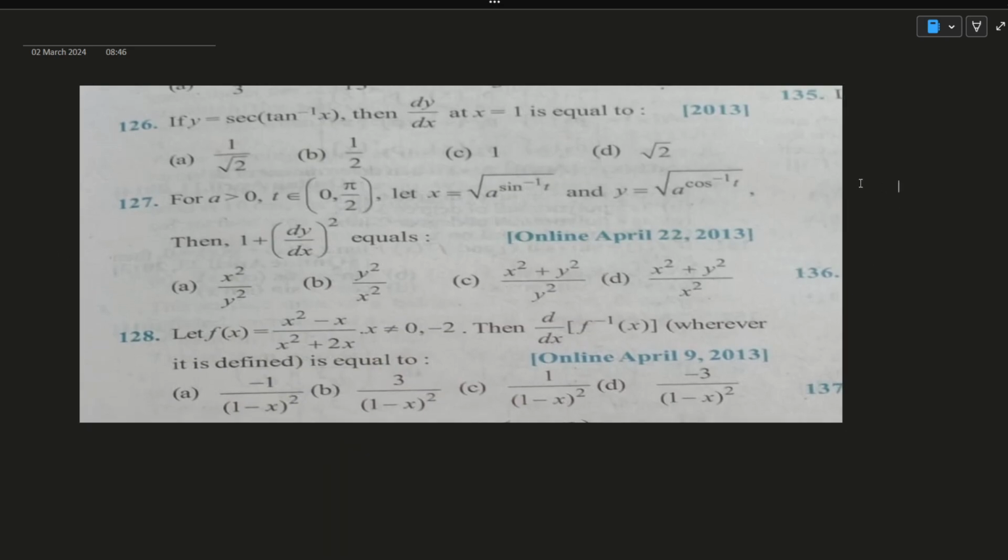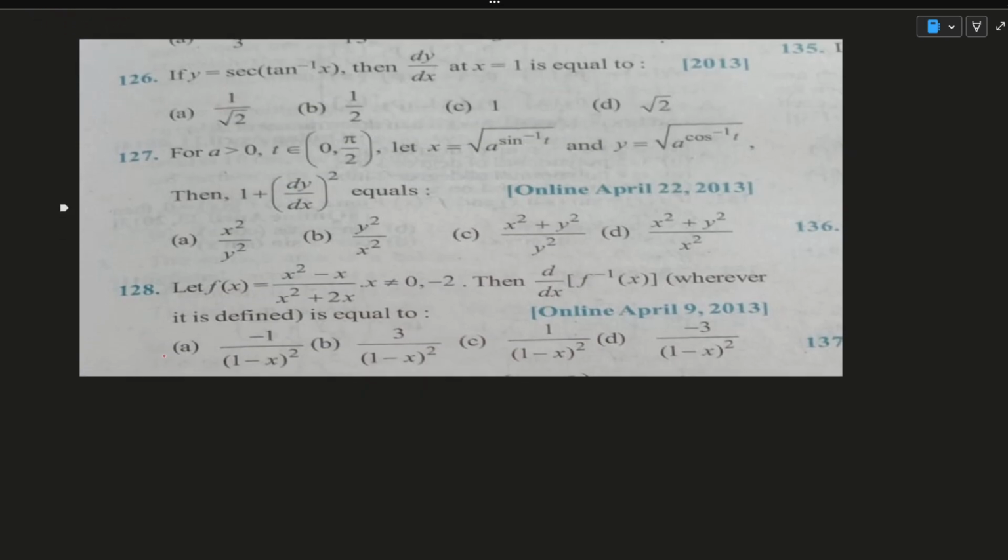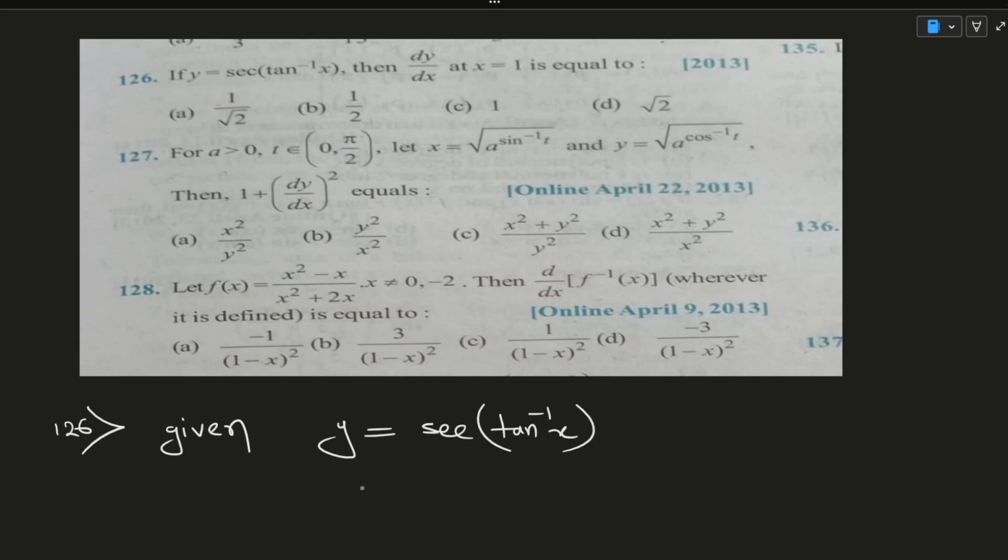Okay, to differentiate, here we are given y equal to sec tan inverse x, and we have to evaluate dy by dx at x equal to 1.